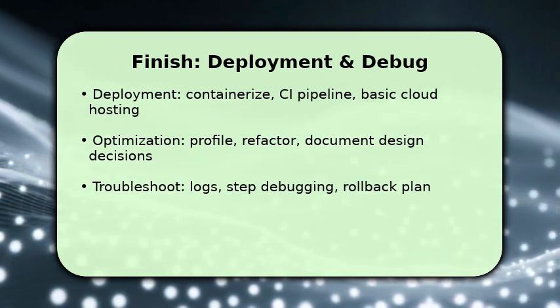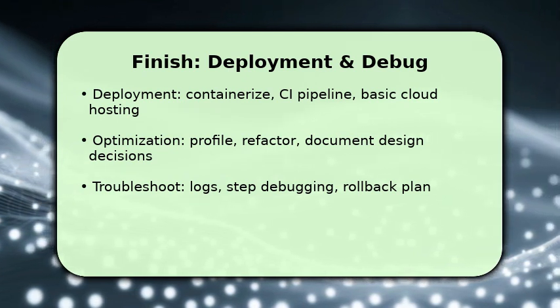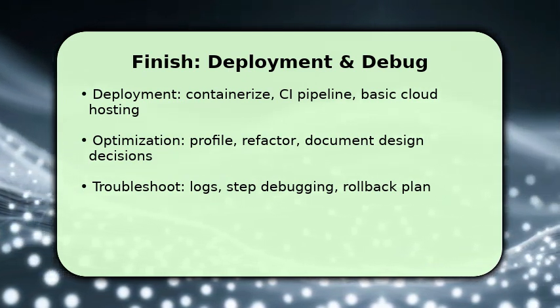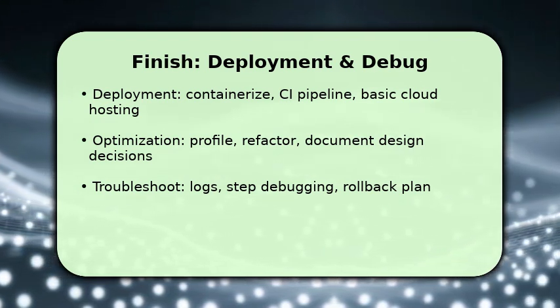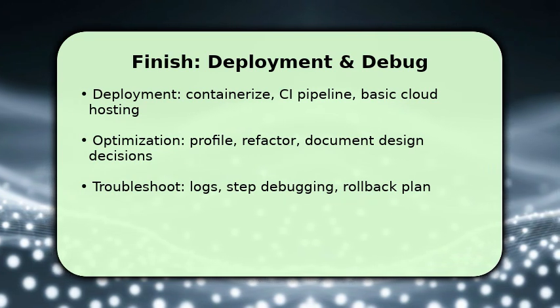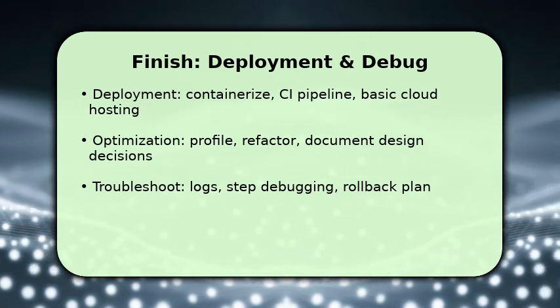If something goes wrong, use logs and step debugging to isolate the issue. Revert to a known good commit if needed. One key tip: reproduce the bug reliably before changing code, so fixes are targeted and safe.